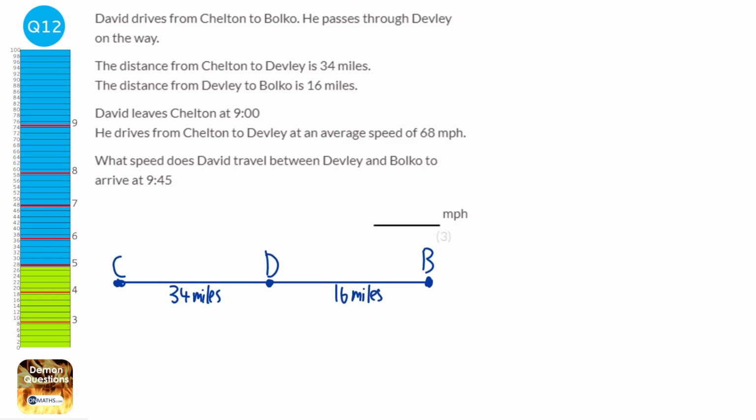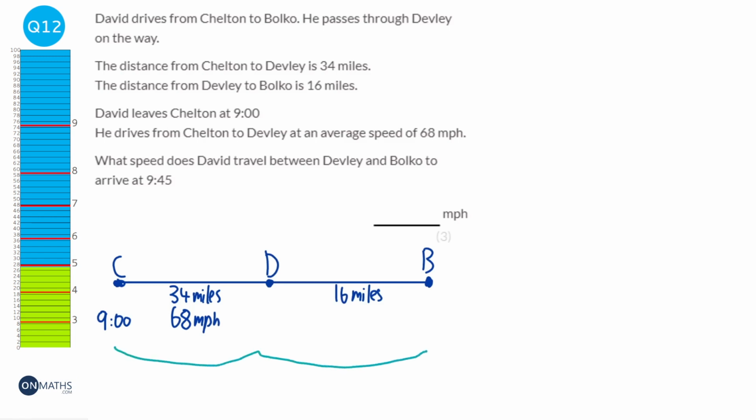David leaves Chilton at 9 o'clock. He drives from Chilton to Devley at an average speed of 68 miles per hour. And what speed does David travel between Devley and Bolko to arrive at 9:45? So the whole duration of this, the whole thing needs to be 45 minutes or 0.75 hours. And the entire distance is 34 plus 16, so that would be 50 miles.